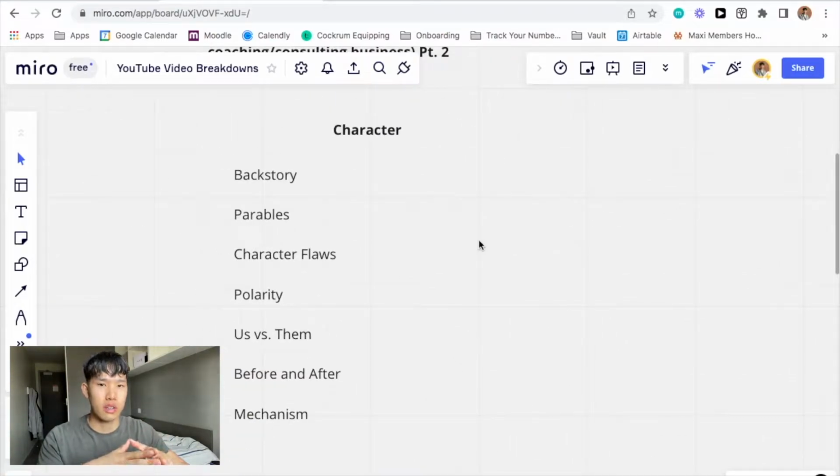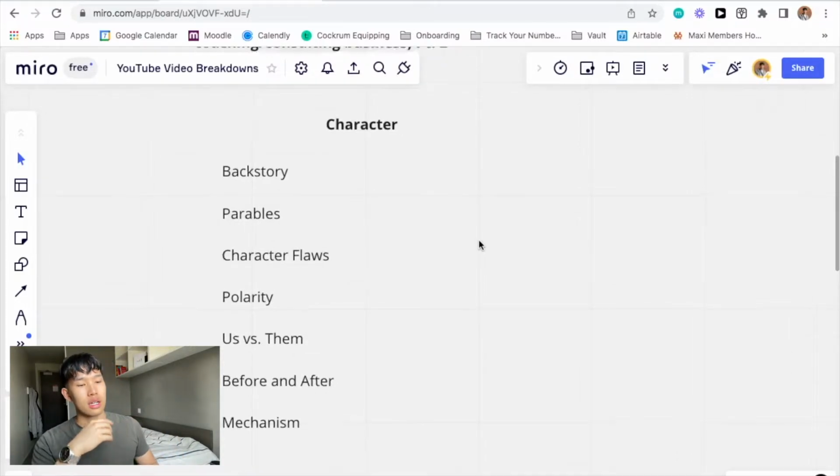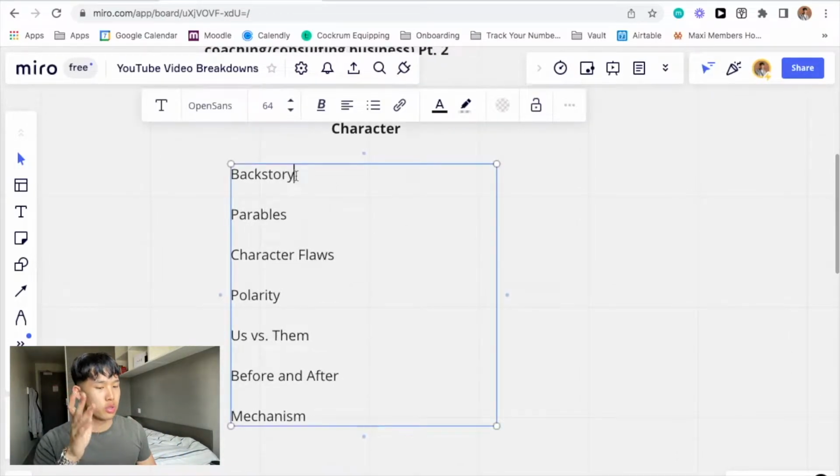What it takes to build an attractive character, and I'll give examples in a second, are these components. You've got the backstory, parables, character flaws, polarity, us versus them, before and after, and mechanism. So that's actually 8 parts. Let's go through these and I'll give examples so you get what I'm saying.